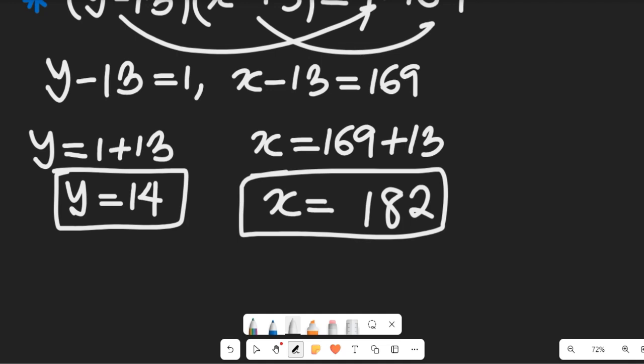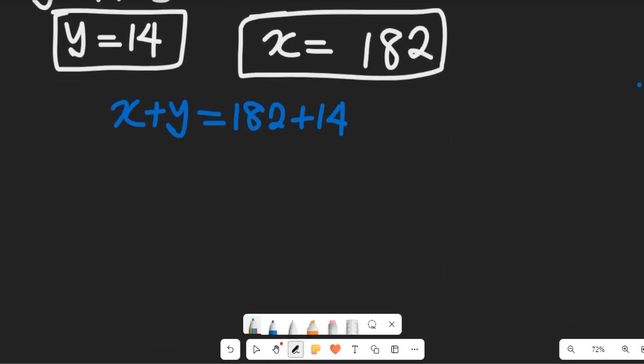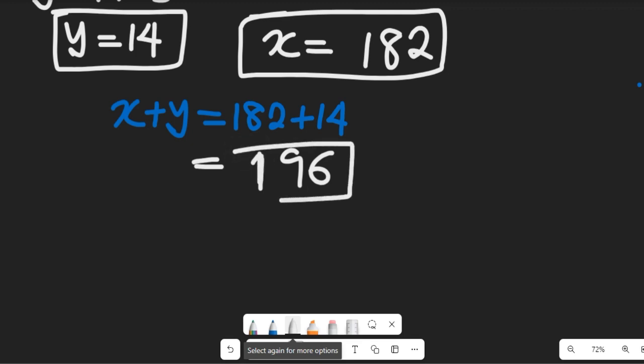So from that instance, now we can see that we are asked to look for x plus y. x plus y in this instance will be equal to 182 plus 14. That will give us a solution, 182 plus 14, and that is 196, and that is the solution.